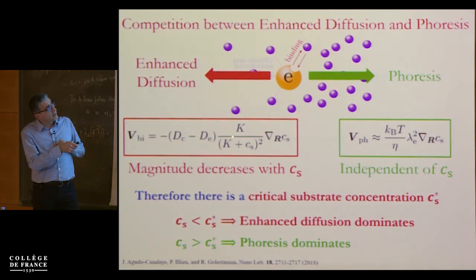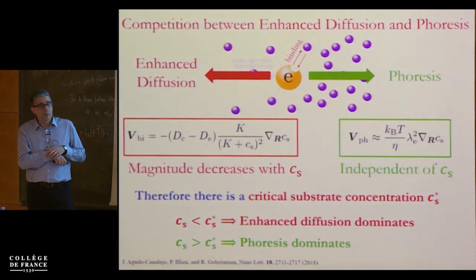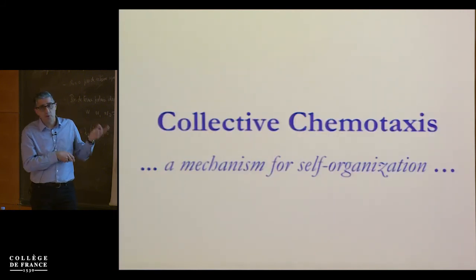And that has a coefficient, if you take the gradient, that depends on the concentration, which means when these two are competing with each other, it matters whether you are at low concentrations of the substrate or at high concentrations of the substrate. At high concentrations, you expect phoresis to win, and at low concentrations, you might expect for this enhanced diffusion component to win. And this corresponds to the case of the two concentrations that have been used in the experiment. So one of them was very low and the other one was very high.